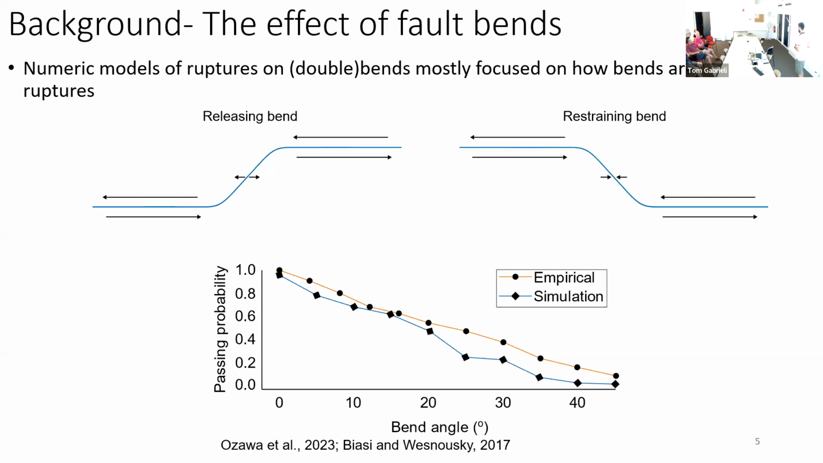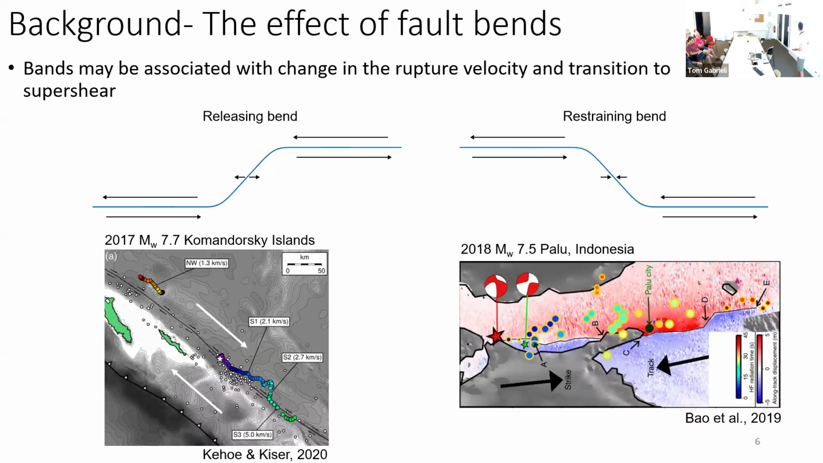But we are interested not only in the passing probability, but how it affects rupture dynamics, even if the rupture passes the band. And we can see some examples of how it works from two real earthquakes. So this is the 7.7 Komandorski Island earthquake, and we see that the rupture started here and went on this branch, then leaped across a step over, a releasing step over, and accelerated. So here the rupture propagation velocity was about 2 to 2.7 kilometers per second, but then it propagated at 5 kilometers per second, which is supershear velocity, which I'll talk about in a minute.